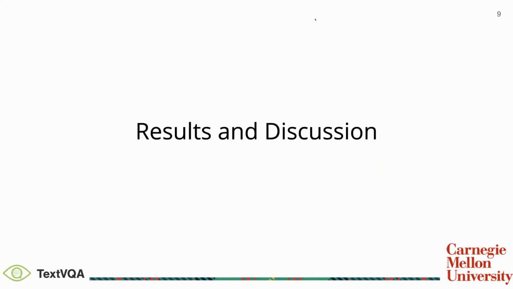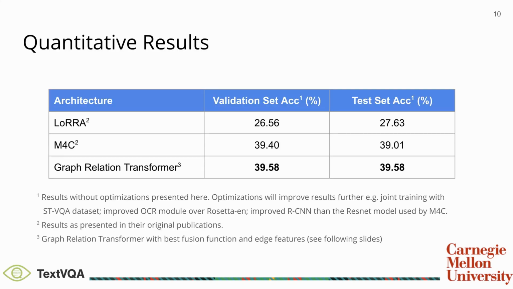The quantitative results. Here we see that the graph relation transformer does perform better than the LoRRA and the M4C architectures, and this is seen across both the validation set and the test set. One thing to note here is that all of these models were trained without any optimizations, such as joint training with the STVQA dataset or using improved OCR modules.